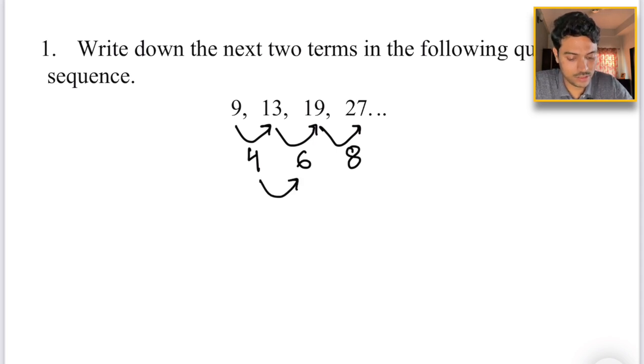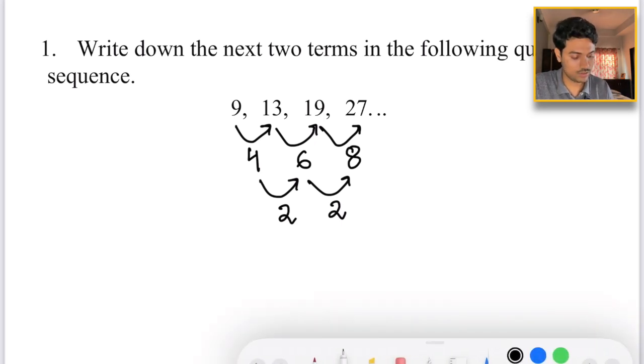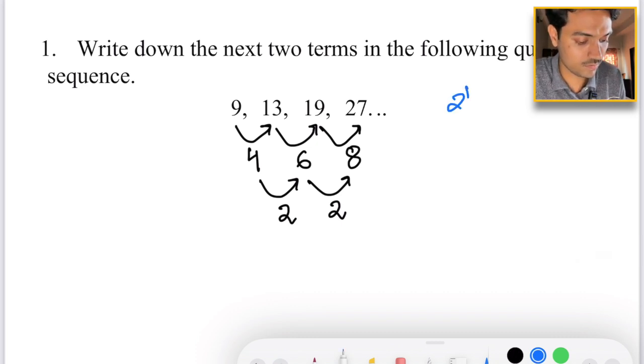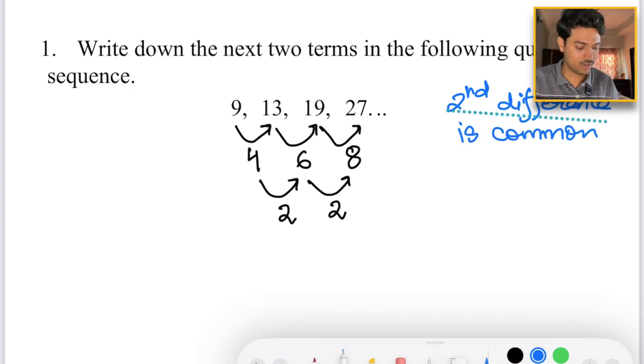So 4 to 6 is 2, it's increasing by 2. 6 to 8, again it is increasing by 2. So the second difference is common. So this is an identifier. Whenever the second difference is common, the given sequence is a quadratic sequence. So the given sequence is a quadratic sequence.